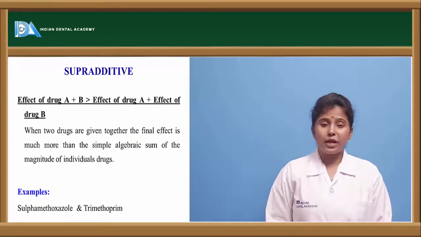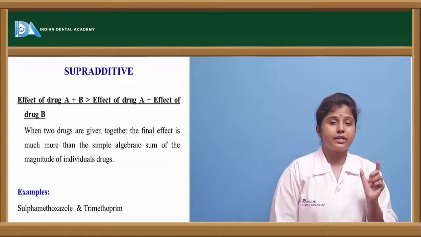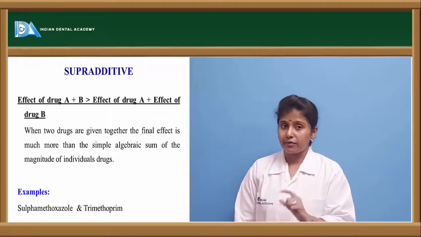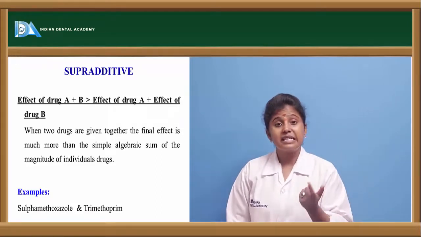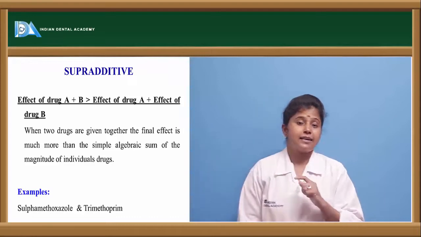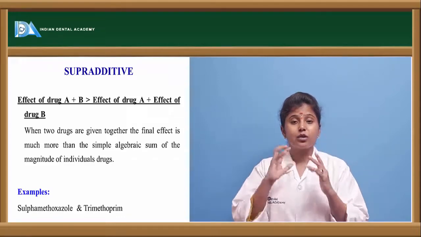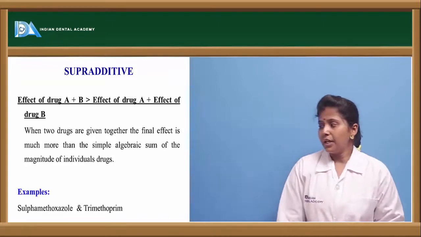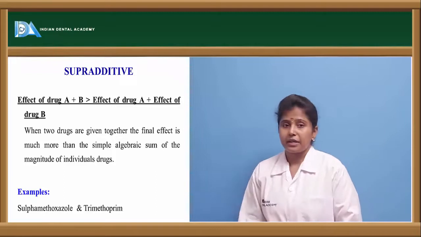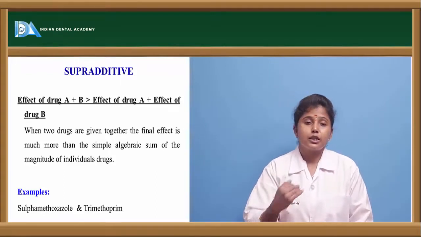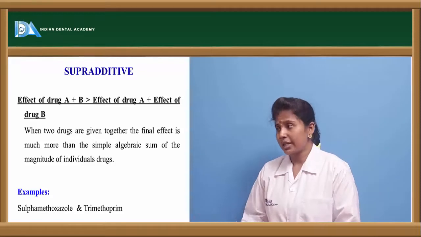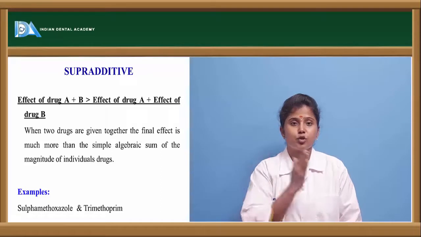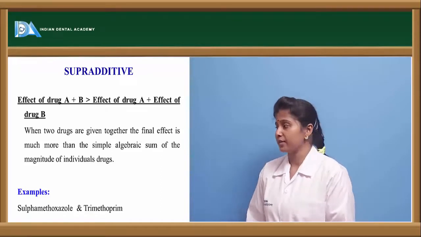And let us see the supra-additive effect. In the additive effect, we saw that the effect of A plus B is equal to the effect of A plus the effect of B. But here, the effect of A plus B is greater than the effect of A and the effect of B. So a greater effect is shown if we combine the two drugs. Take the example of sulfamethoxazole and trimethoprim. When these two drugs are combined, they show more action than they would individually. That is called supra-additive: supra, more than the addition.